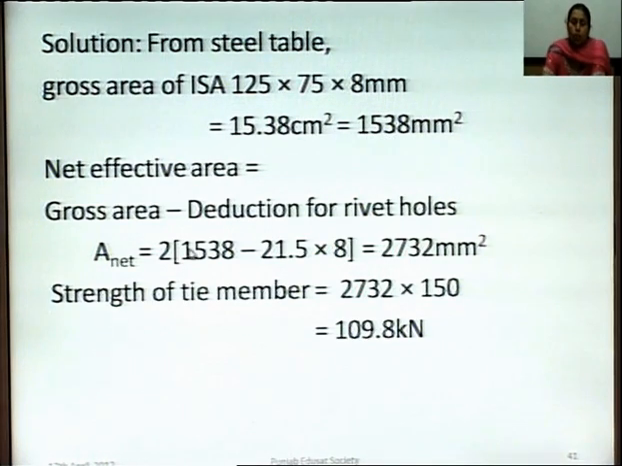So, area of one member is 1538 millimeter square and the area of one hole is D into T. So, the gross area minus reduction of rivet hole and then it is multiplied by 2 as we have 2 rivets. So, in this case the net area is simply calculated by deducting the area of rivet hole from the gross area of the member. So, strength of the member will be gross area into permissible tensile stress.